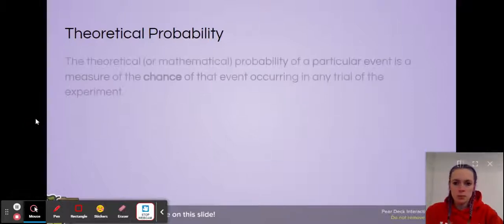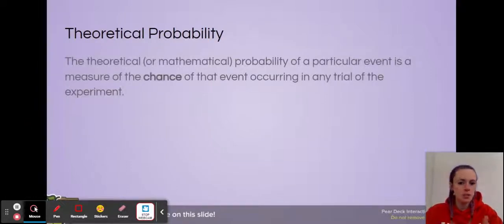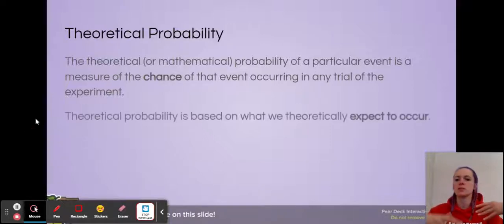With theoretical probability, you're measuring the chance of a certain event occurring in any trial of an experiment. Remember, this is based on what we theoretically expect to occur. If I flip a coin, I'm assuming what's going to happen is I'm going to get heads 50% of the time and tails 50% of the time.